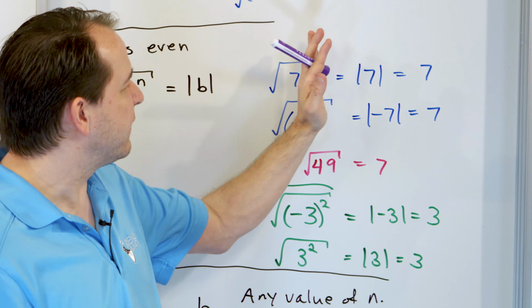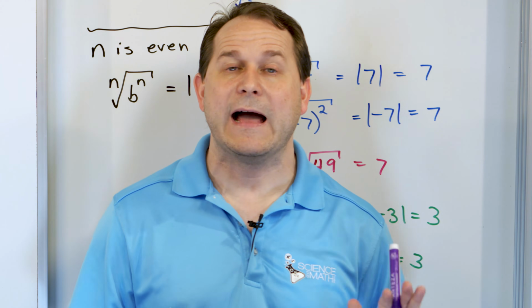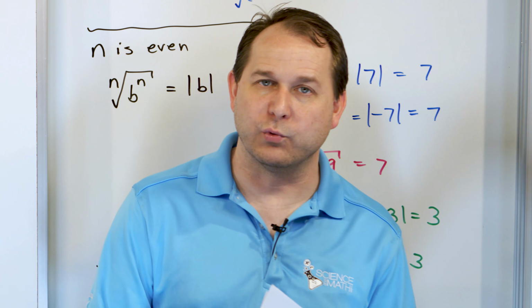So what I'm going to do is leave this on the board so that you can see how to apply these rules when you're canceling a root with an exponent.